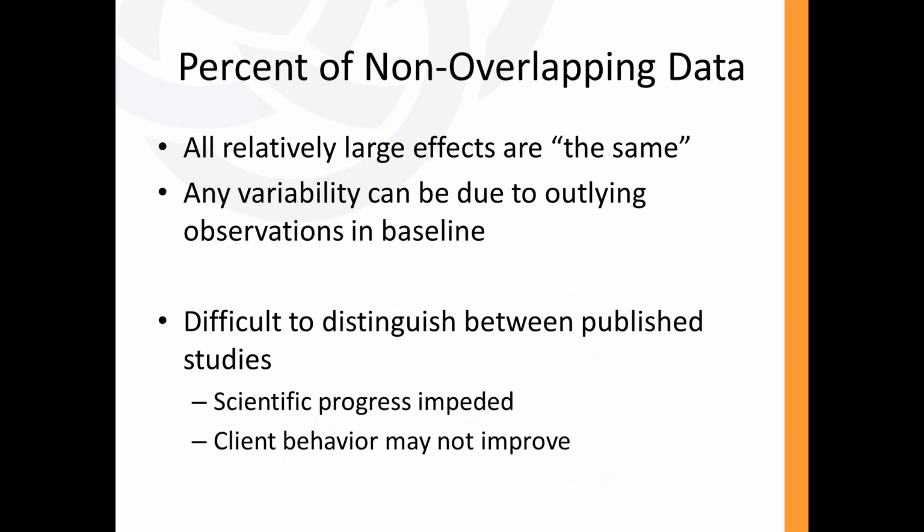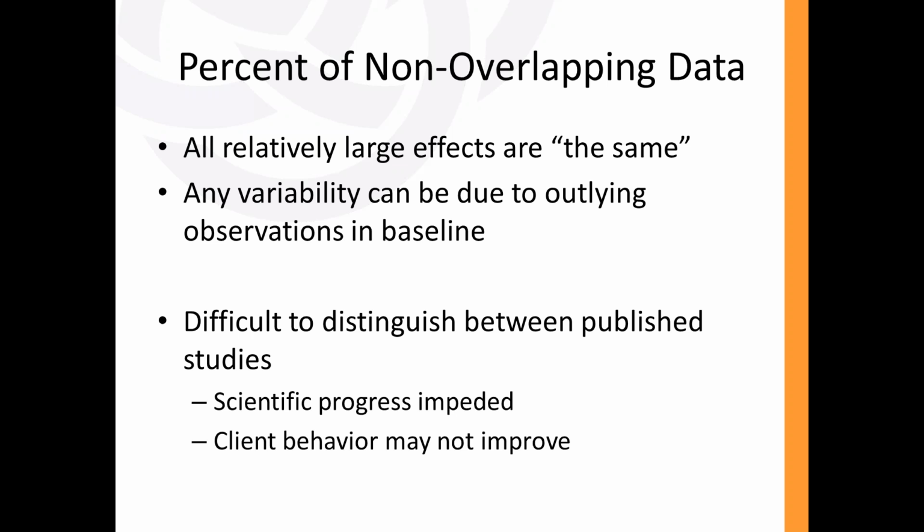One of the ways to summarize all this is here on this slide, where all large effects are the same. Any variability can be due to outlying observations in baseline. So if you have one client who has an outlying observation, it's going to look like it's not effective. If another client doesn't have that kind of outlier, it's going to look much more effective. So it's not necessarily that the intervention is effective, it's that the baseline by which you measure it is variable, right? That's why we've got this point about variability here.